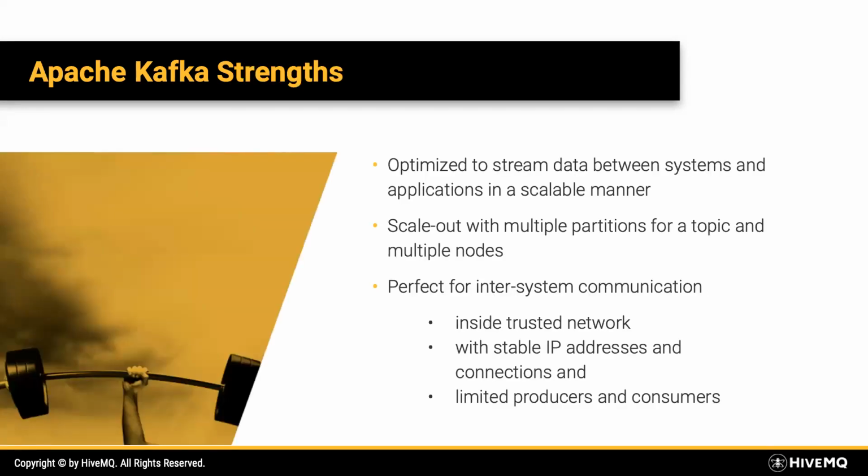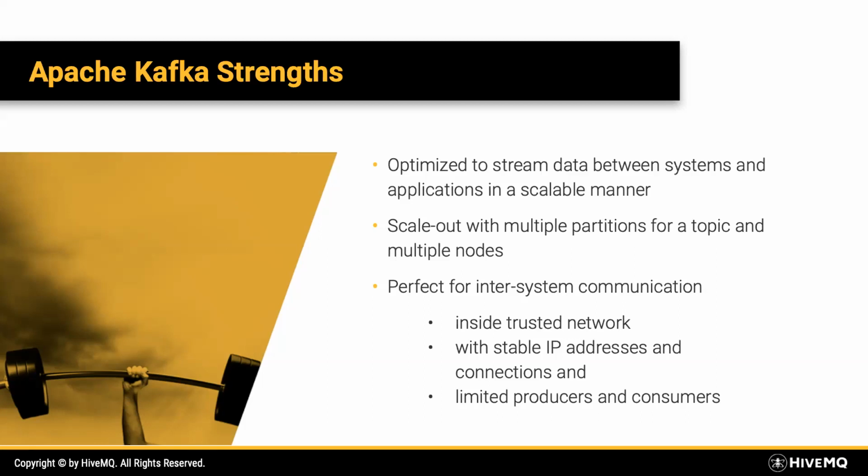And it has some unique strengths. This is why this is an important technology. It's optimized to stream data between systems and applications in a very scalable manner. It supports scale out with multiple partitions for topics and on multiple nodes. So even if you have these huge firehose topics, you can really push a lot of data through an Apache Kafka system.